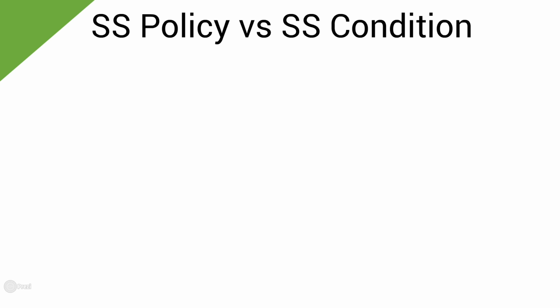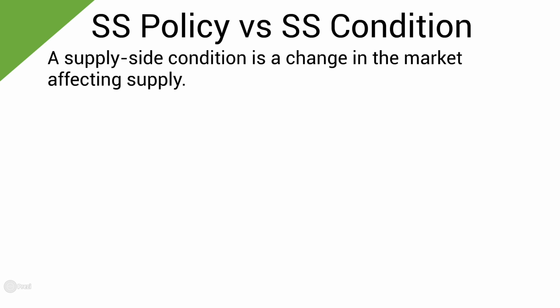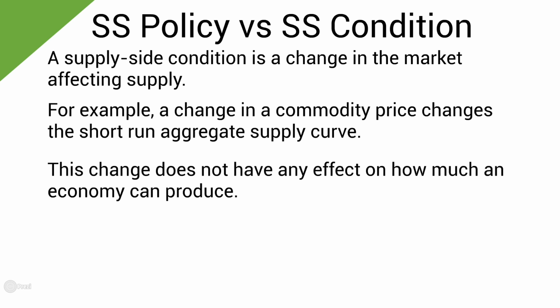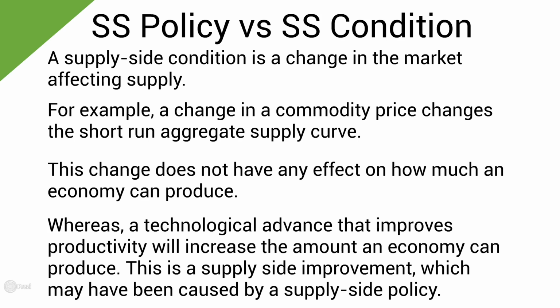With supply-side policies, it's important to distinguish them from supply-side conditions. A supply-side condition is a change in the market affecting supply. For example, a change in a commodity price changes the short-run aggregate supply curve. This change in the commodity price does not have any effect on how much the economy can produce, which means the LRAS curve stays where it is because the productive potential of the economy has not changed. Whereas a technological advancement that improves productivity will increase the amount an economy can produce, and this is a supply-side improvement. This supply-side improvement may have occurred because of government policy to encourage firms to engage in research and development.